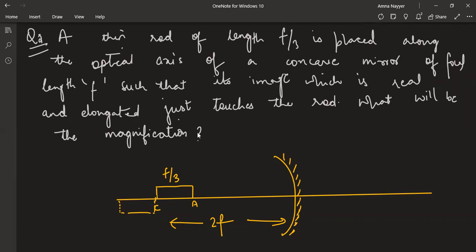This is not mentioned in the question, that you have to draw it on the center of curvature. Why have I drawn it? Because it is saying it just touches it. And see, this is how your theory gets applied into your numericals. You have to do the application part by yourself. Understood? Since it is just touching it, the object is kept at the center of curvature, then only the image is also formed at the center of curvature. And elongated, that is also mentioned. Now we have to find out the magnification. Let's say this is AC, and this is the image.